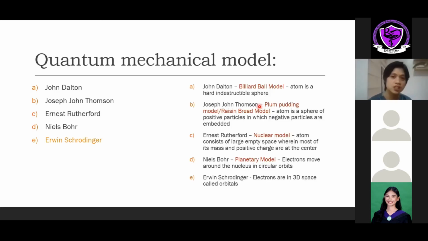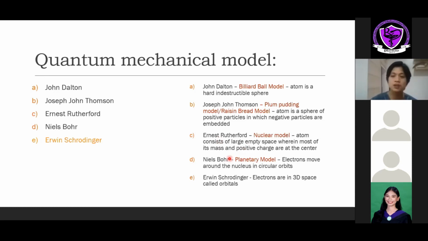So, ito yung recap natin. Si John Dalton, billiard ball. Atom is an indestructible sphere. Joseph Thomson, raisin bread. Atom is a sphere of positive particles in which negative particles are embedded. Parang raisin bread, no? Ernest Rutherford nuclear model. The atom consists of a large empty space kung saan yung space sa gitna is where the mass is. And this is where the positive charge is. That's the nucleus.